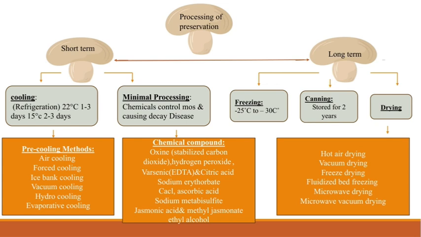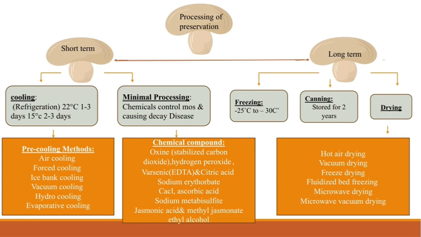Moving on to long-term preservation, freezing is a popular method, typically at temperatures from -25 to -30 degrees Celsius. This effectively halts microbial activity and enzyme actions, preserving food for extended periods. Canning is another method, allowing foods to be stored for up to 2 years. This involves sealing food in airtight containers and heat processing to destroy pathogens and spoilage organisms.